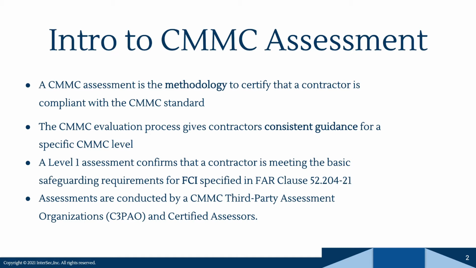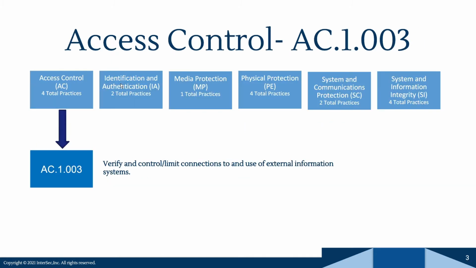Before we discuss how AC.1.003 practice will be assessed by C3PAOs, let's go over a brief background about the practice. CMMC Level 1 has 6 domains and 17 associated practices, with our current focus on access control. The CMMC standard defines 4 capabilities for access control. The access control domain for Level 1 has 4 practices. The third practice, AC.1.003, is about verifying connections to external systems.